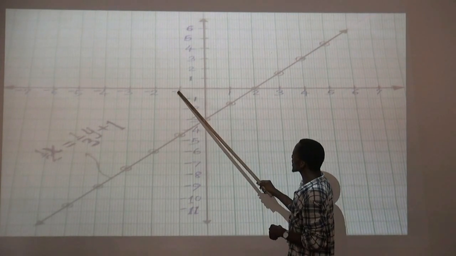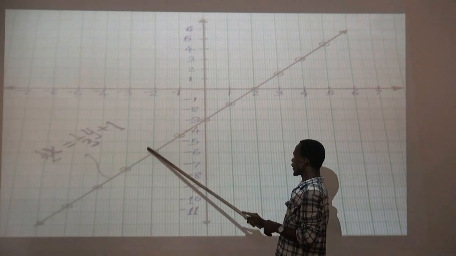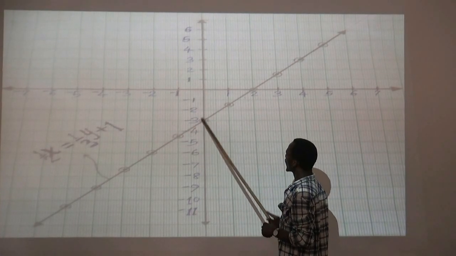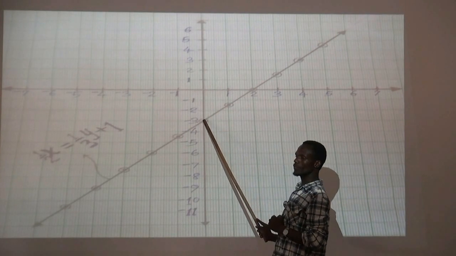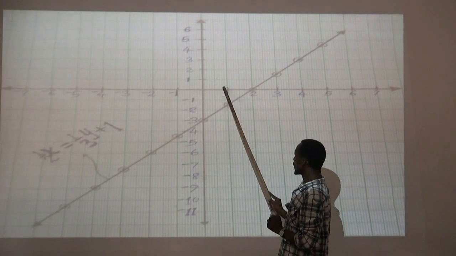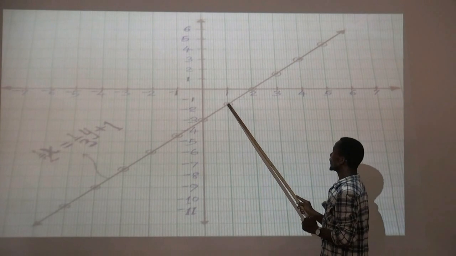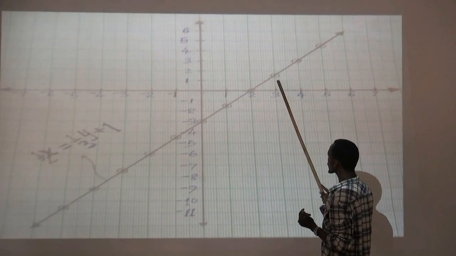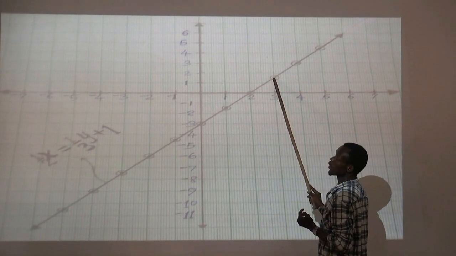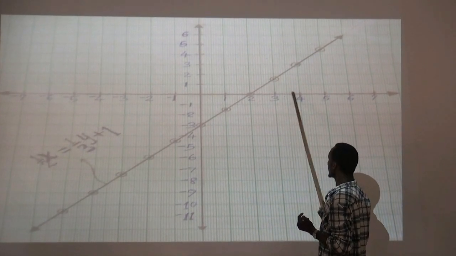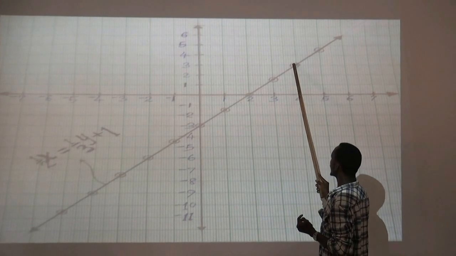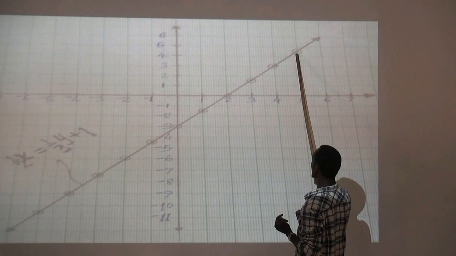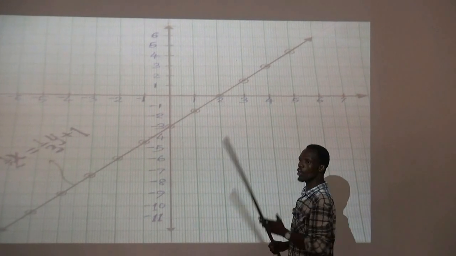Kwa utaendelea kujaza hivyo: negative 2, negative 6; negative 1, negative 4.5; 0, negative 3. Then 1, negative 1.5. Then 2, 0. Then here is what? 3, positive 1.5. Then here 4, positive 3. Then here 5, 4.5 positive. So inapanda. Kwa hiyo hizo zinanitosha.